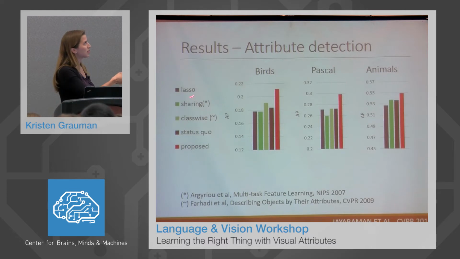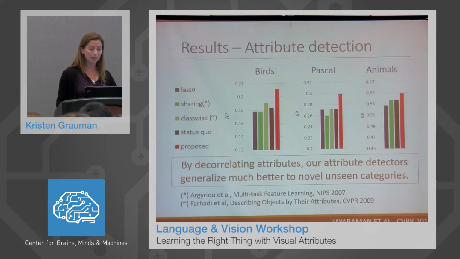And as well as some standard feature selection or even existing ways to try and decorrelate, we're seeing some very strong gains. We can generalize better, especially to novel unseen categories.